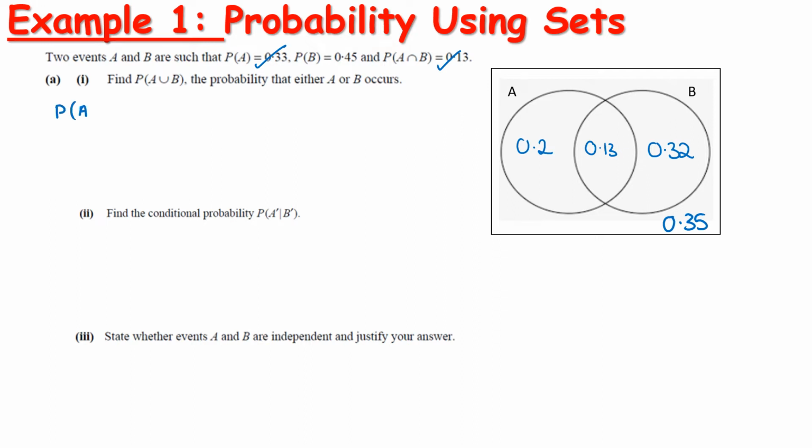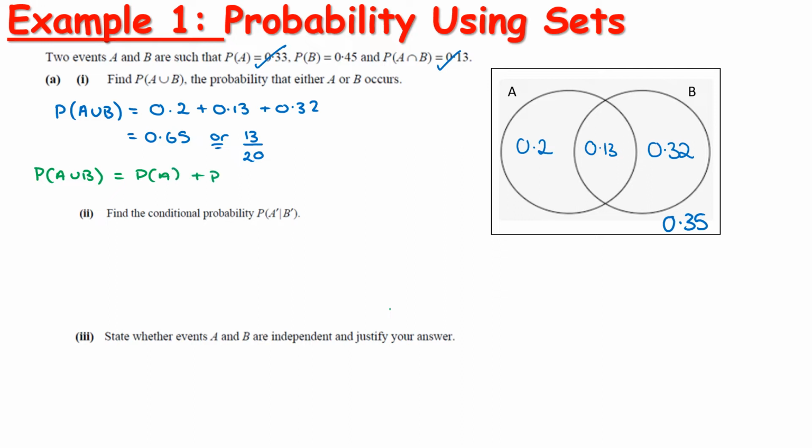So here we have A union B, and we can work that out by adding everything in A and B. So 0.2 plus 0.13 plus 0.32, and when you add them, you get 0.65, or if you prefer, 13/20. Now, there is a formula you can use, and that is the probability of A union B is equal to the probability of A plus the probability of B. Now, if we were to add those two circles, the problem is the intersection is double counted. So we need to take out the intersection to make sure that that double counting disappears.